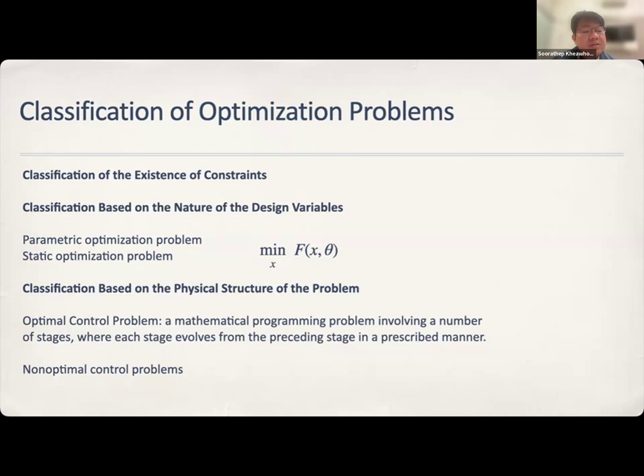Okay, so what else? We can classify based on the physical structure of the problem. It can be an optimal control problem. For an optimal control problem, it involves the dynamic of some function. For example, your constraint can be a function that depends on time.